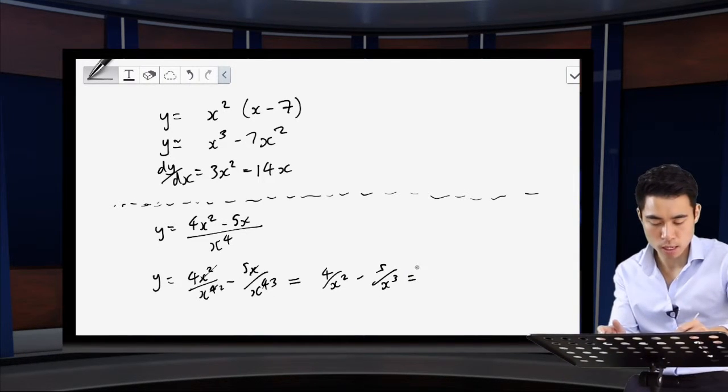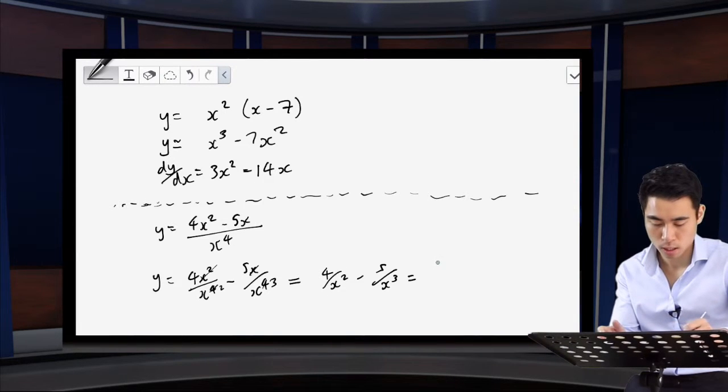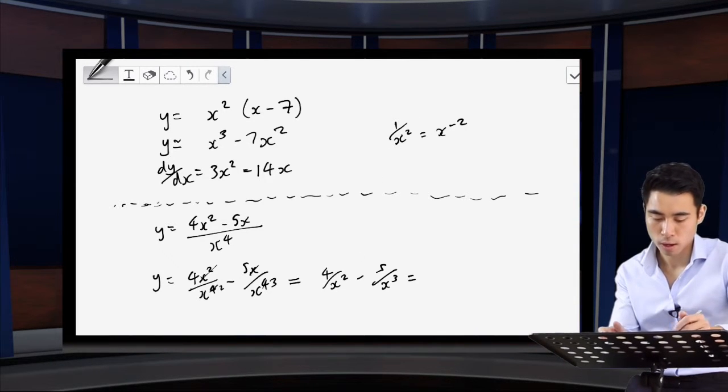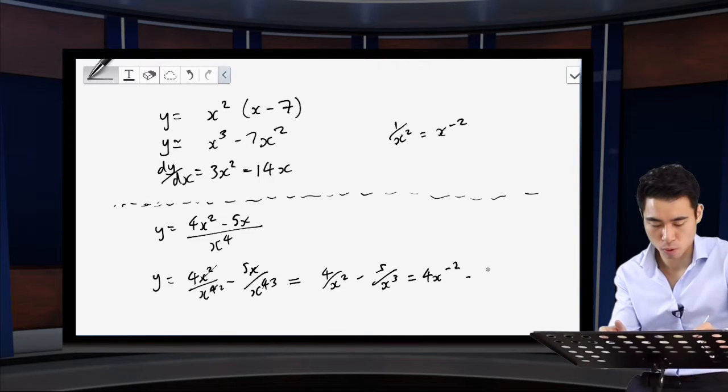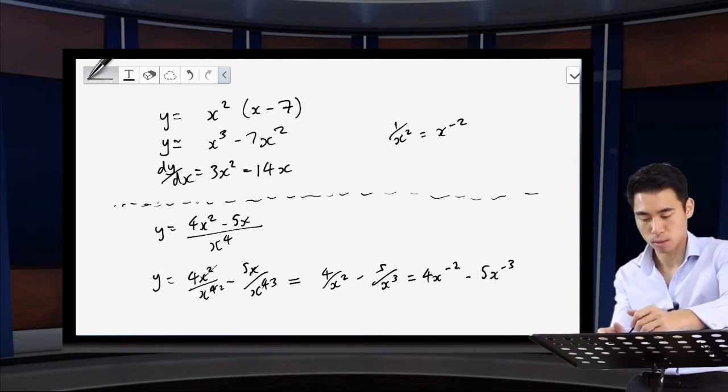And you can express each of these as a single power on x. So here, remember 1 over x squared equals x to the minus 2. So if I've now got 4 over x squared, or 4 lots of 1 over x squared, that's just the same as this. And then similarly, applying that same rule there, I have that.